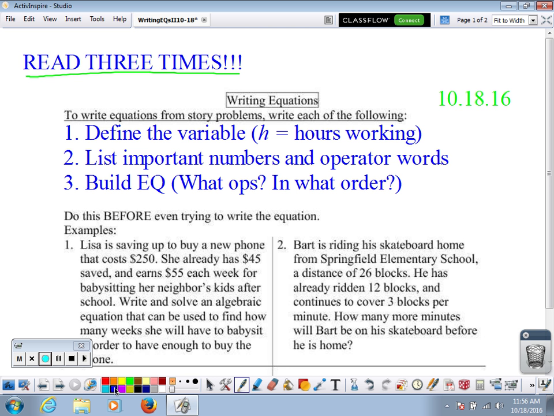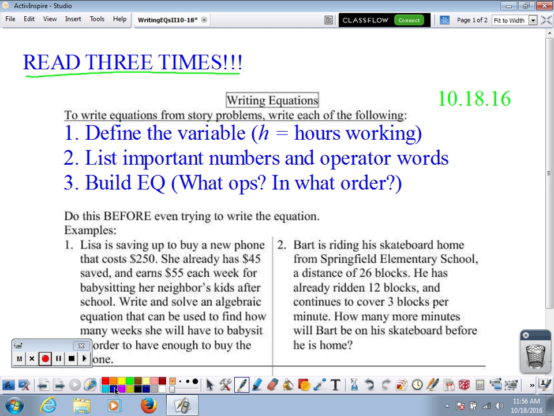And it's an easy hint, guys. It's always going to be whatever they're asking you to find. Okay, they want to know how many hours this person's going to have to work. Well, then h equals hours working. They want to know how much money this person's going to have at the end of summer. X equals money at the end. Okay, that's what we need to look for the first time we read through. And it's the only thing we care about the first time we read through. The most important piece. Everything else is based on it.